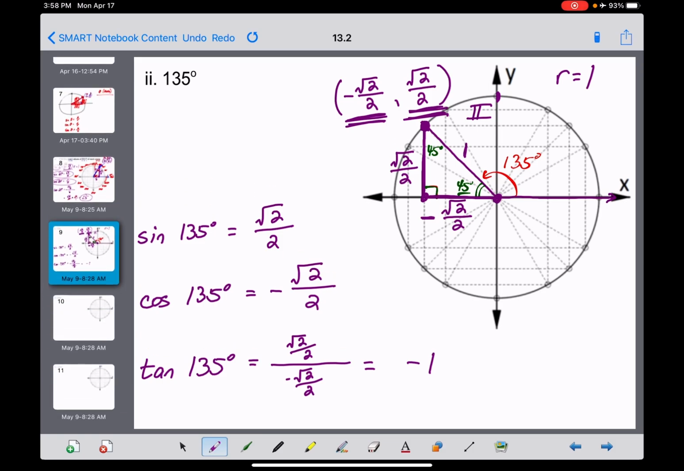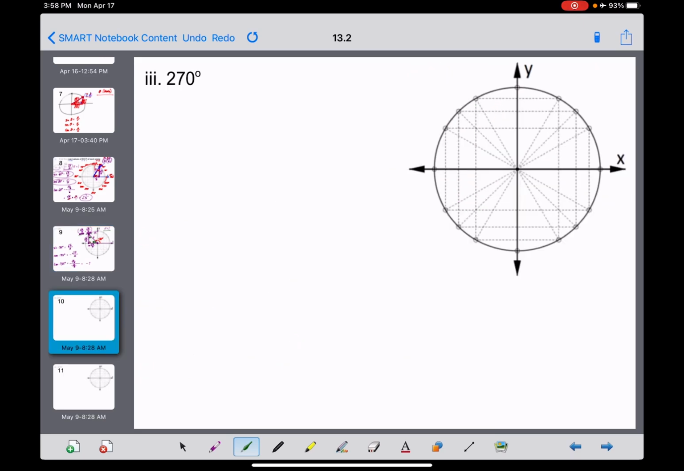So in both of these cases, what I'm hoping you guys are seeing here is that we simply draw the angle, label the sides, figure out what x and y and r all are, and then we simply use these new definitions of sine, cosine, and tangent to figure out those values for each of those ratios. Let's do a third one here, 270 degrees.